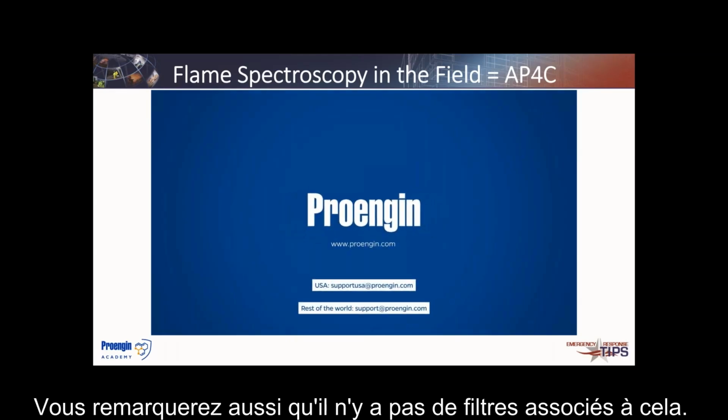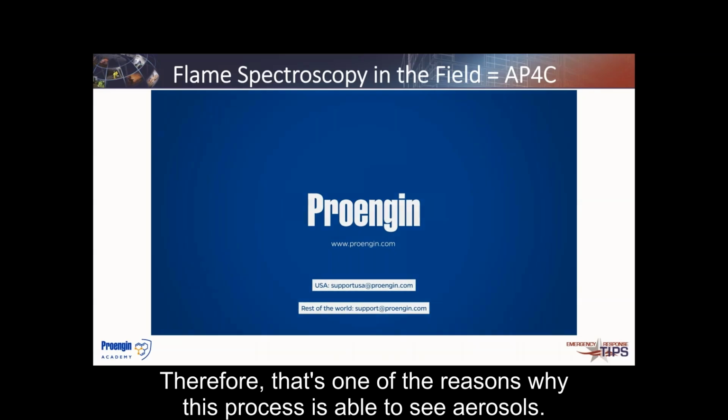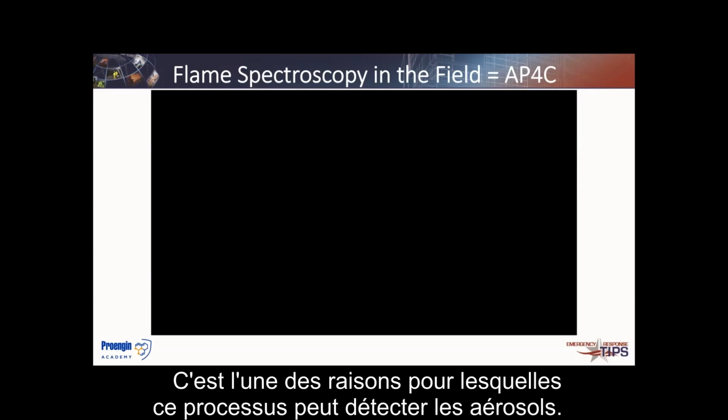You also notice that there are no filters associated with it. We're pulling the air directly from the outside, all the way through the detector. Therefore, that's one of the reasons why this process is able to see aerosols. As long as the aerosols allow us to excite those atoms, we will be able to see them, because the spectral response is specific to each of those elements and that element only. Because of the different classes of materials you're seeing, which we'll talk a little more about, we're able to delineate both the concentration and the presence of those elements with high degrees of certainty and high correlation to the concentration.